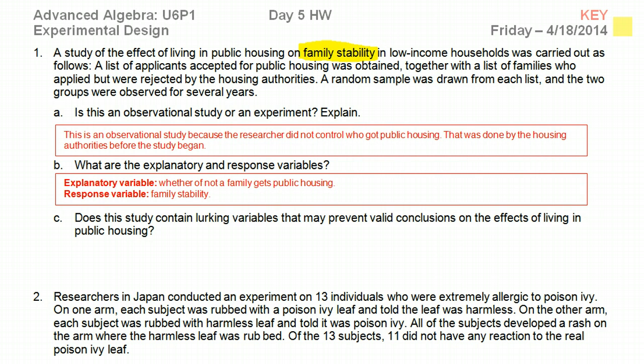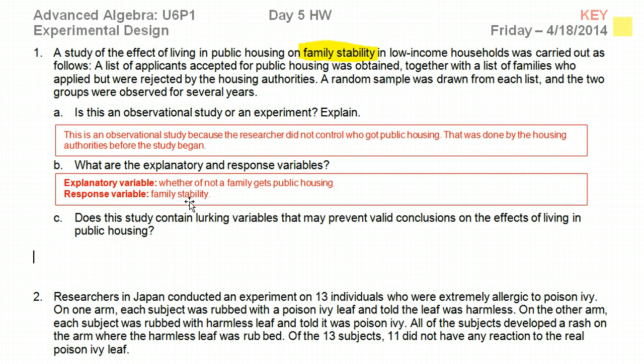Now, family stability means, did the family stay together, and a family could split up in different ways for a variety of reasons. If one of the family members goes to prison, that goes against family stability. If somebody dies, there's no family stability. If a child runs away from home, no family stability. Things like that are what they're talking about when they talk about family stability.